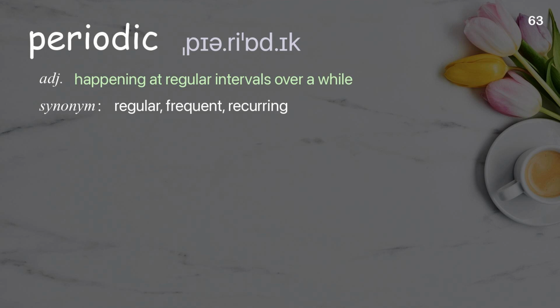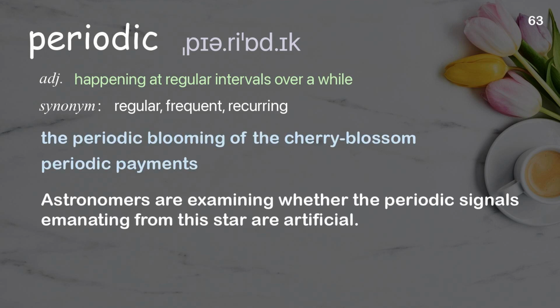Periodic: Happening at regular intervals over a while. Examples: The periodic blooming of the cherry blossom. Periodic payments. Astronomers are examining whether the periodic signals emanating from this star are artificial.